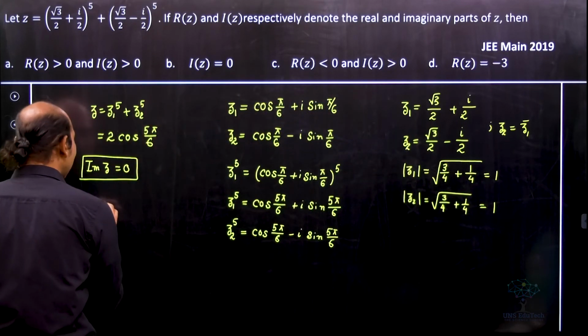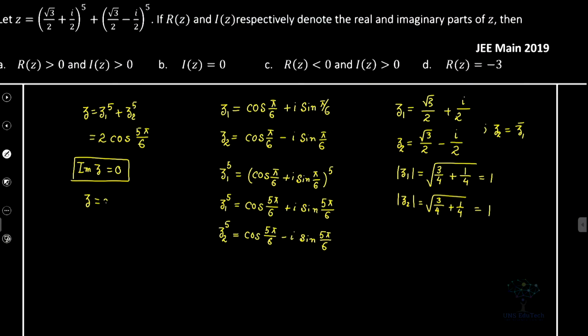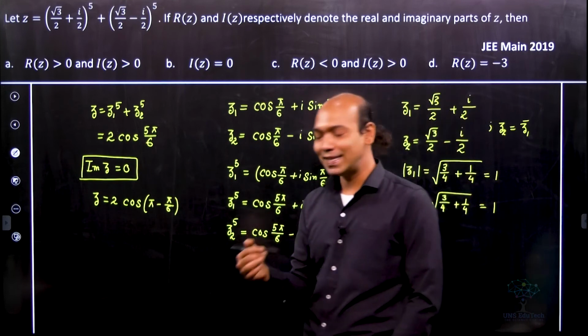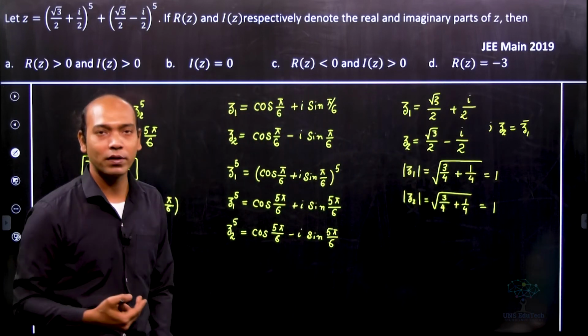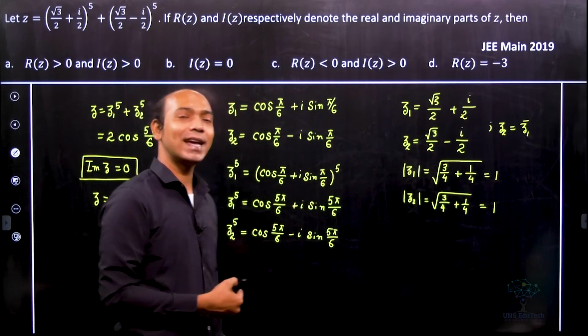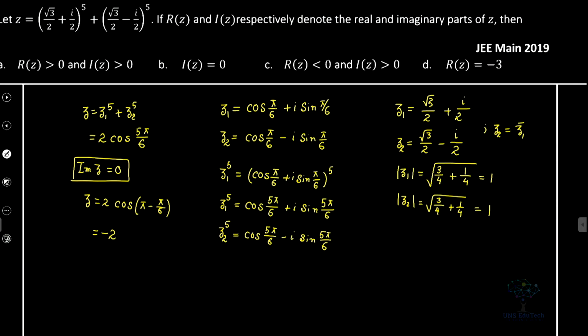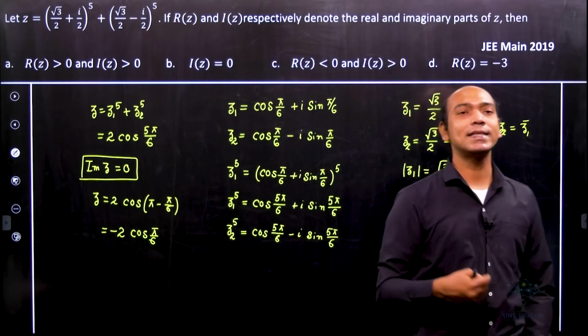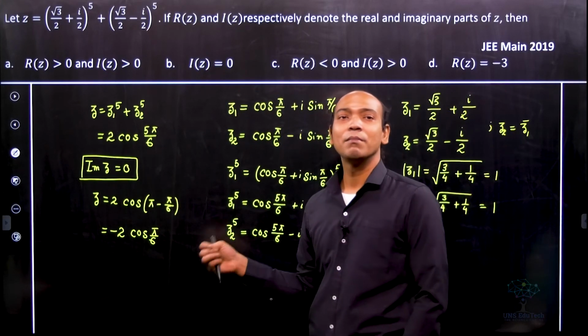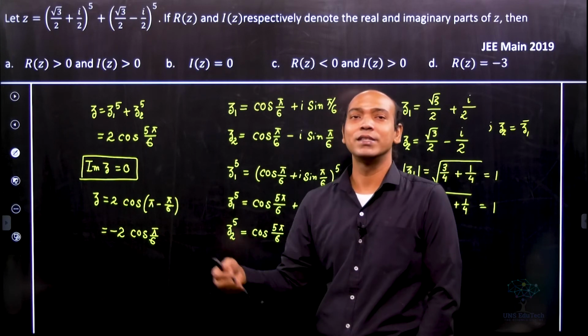So here z is equal to 2 times cos 5 pi by 6. That means it's pi minus pi by 6. So what is pi minus pi by 6? It is in the second quadrant, right? In the second quadrant cosine is negative. So therefore, we can say it is minus 2 cos pi by 6. Whenever it is in the second quadrant, it is minus. And then it's done.